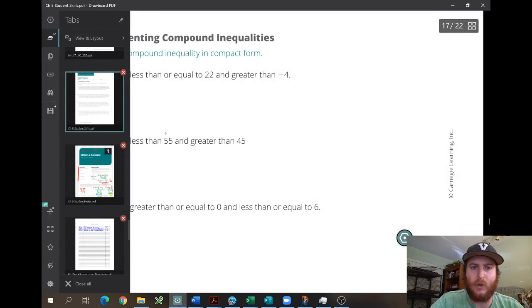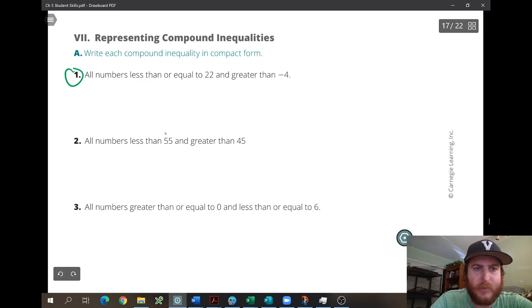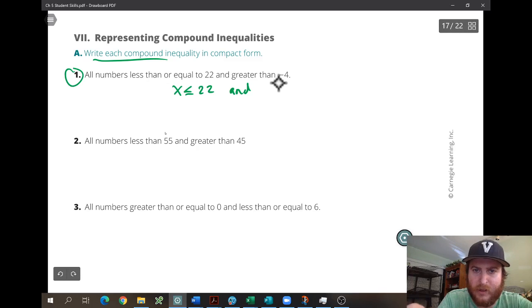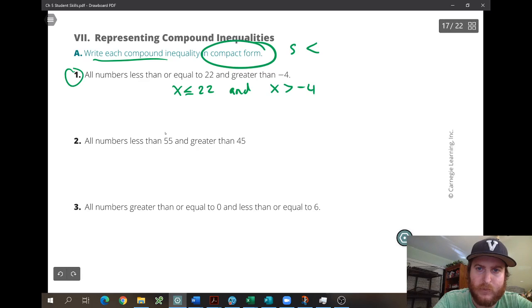So anyways, going here, it asks us to write each compound inequality in compact form. All numbers that are less than or equal to 22, so that's x is less than or equal to 22, and greater than -4, that's x is greater than -4. Now, if we're going to write this in compact form, we have the smaller number, less than x, less than our bigger number. Our smaller number here is -4. That's going to be less than x, less than or equal to 22.